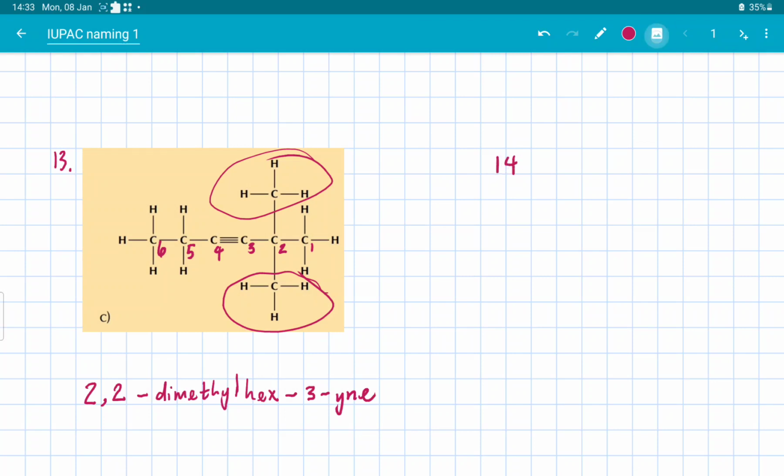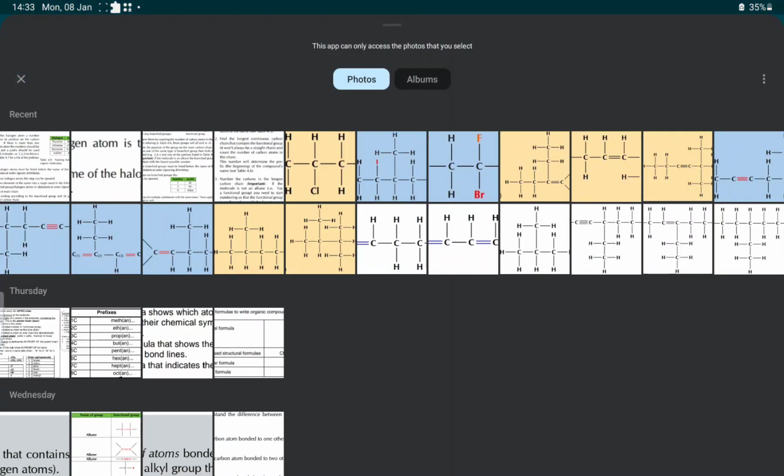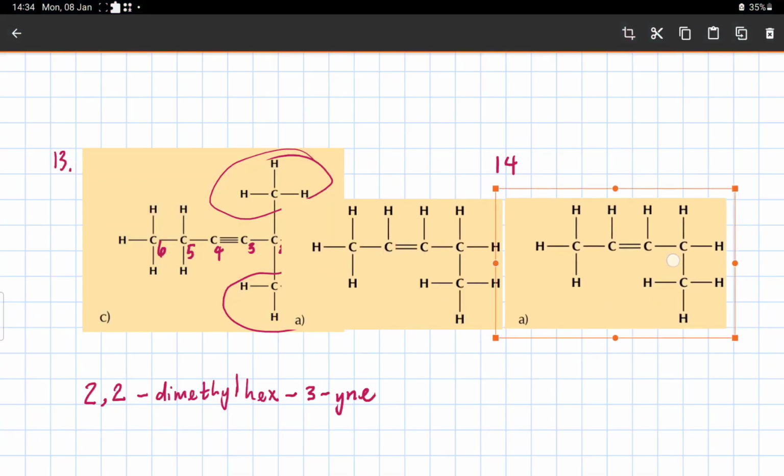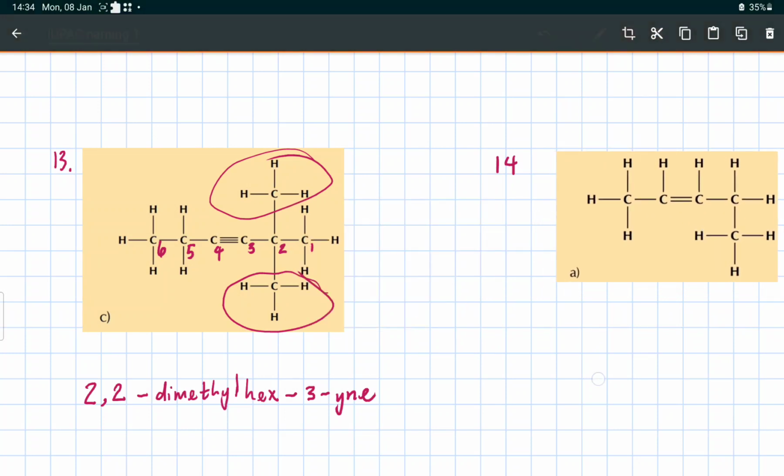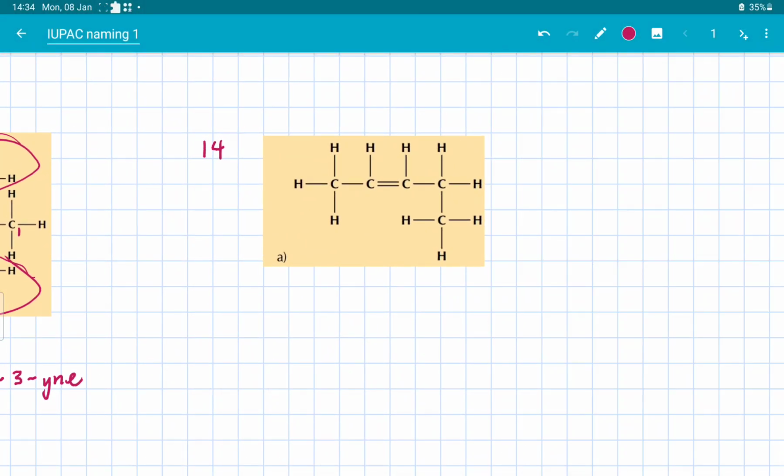Example 14. Okay, now let me dictate. In this molecule, there's no branch here. Why? Because I can count here continuously without skipping a carbon. I can say, starting from the left hand side, 1, 2, 3, 4, 5. That is continuous because I did not skip any carbon. This is not a branch.